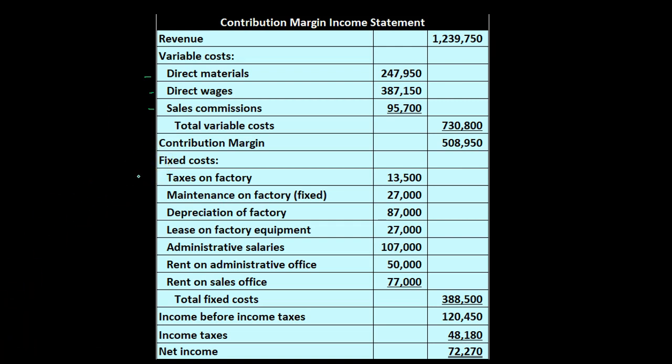These are the costs that don't change with the level of production. In our case, we've got the taxes, the maintenance on the factory, depreciation, lease, administrative salaries, rent, and then the rent on the office as well as the rent on the administrative office. Those give us the fixed costs. If we subtract the fixed costs from the contribution margin, we get the income before taxes, then the tax calculation, then the net income. So again, bottom line, the same as a standard income statement. The approach is different. As you can see here, it doesn't really show you exactly why we would do this yet, but when we consider how to think about projections in the future, we'll see that this format will be much more useful and easy for us to work with.